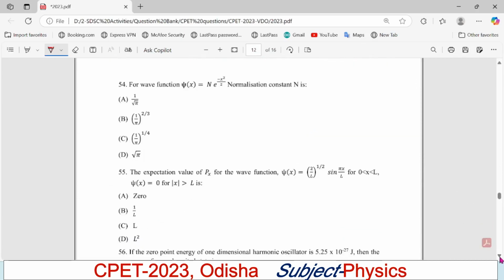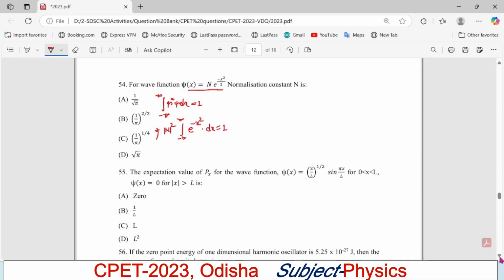Next question. In question number 54, it is asked that the wave function psi x is given as N into e to the minus x square by 2. What is the normalization constant N? We have to apply the normalization condition, minus infinity to plus infinity, psi star psi dx equal to 1. This is the normalization condition. Psi is given, and psi star will be itself because there is no imaginary term. So this will be N mod square, minus infinity to plus infinity, e to the power minus 2x square by 2, 2 got cancelled, we get e to the minus x square dx equal to 1.